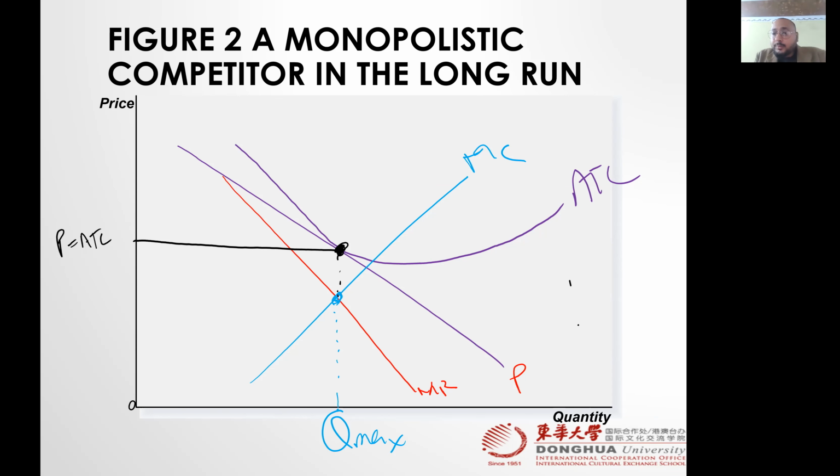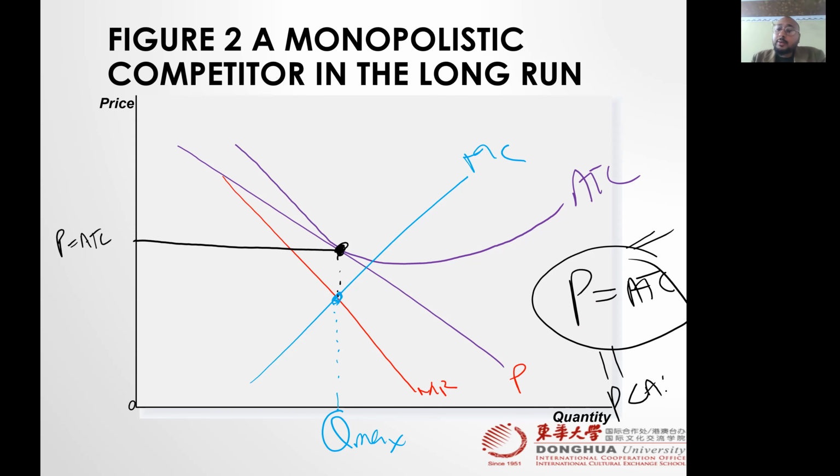So the long run condition is price is equal to average total cost. So at this point, no firm will enter the market because this is not the entry condition, and no firm will exit the market because this is not the exit condition. Entry condition is price greater than average total cost, and exit condition is price less than average total cost. So the long run scenario is that nobody is making economic profit.